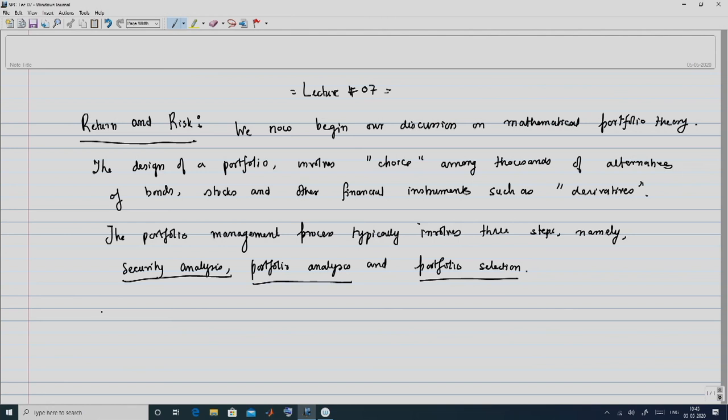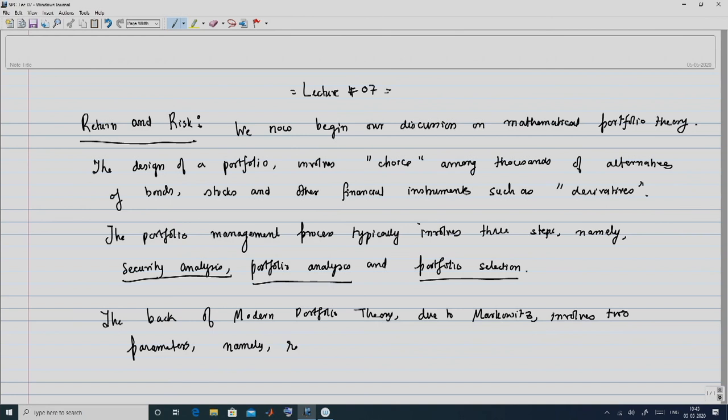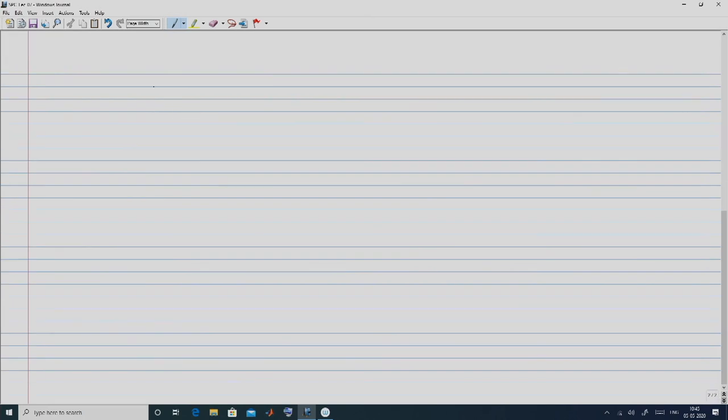Okay, so now next, as I said as a prelude to this discussion, the backbone of modern portfolio theory, which is due to Markowitz, involves two parameters, and these two parameters are return and risk. So before I start the discussion on return and risk, let me enumerate some of the behavioral assumptions.